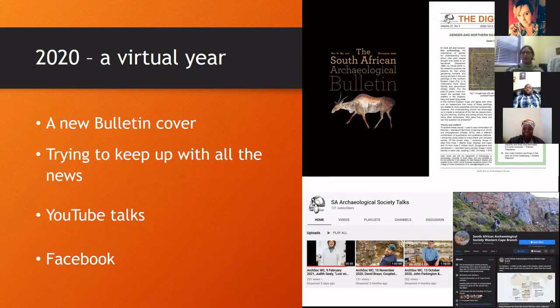A new bulletin cover was also put together, as you can see. And then we also have the more informal publication of the Digging Stick. That's targeted at people who don't necessarily have an academic understanding of archaeology, but like to learn more about it. And so the articles are written in a simpler way. And then we are also on Facebook. So lots of different ways to keep up with the news of the Archaeological Society.